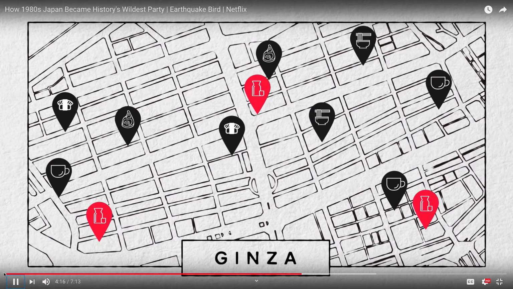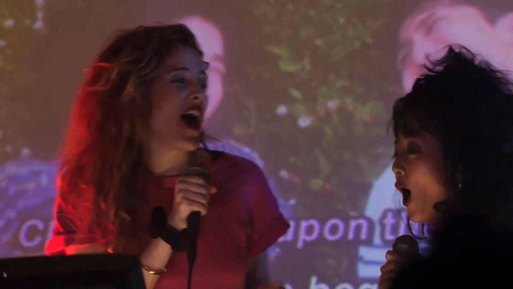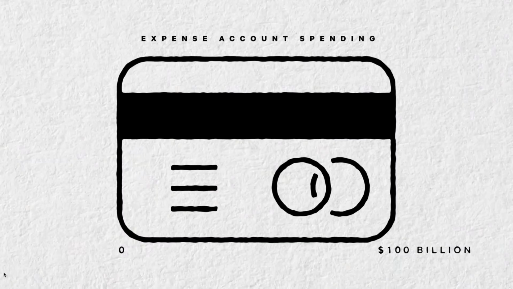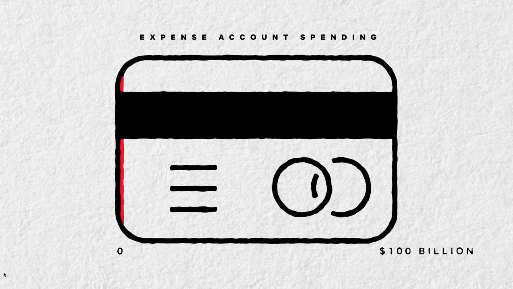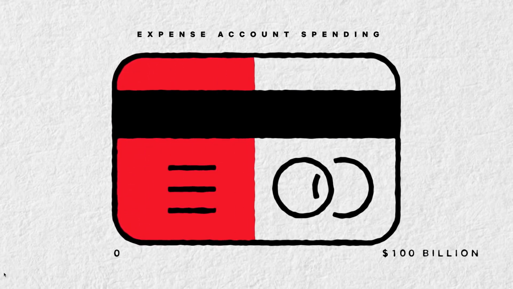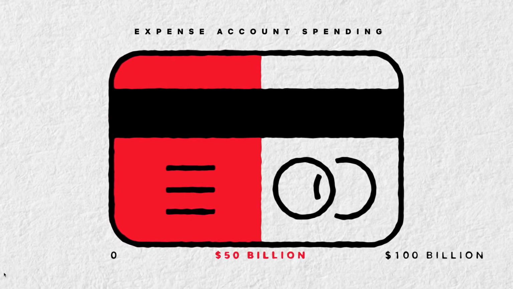And drinking happened everywhere. Bars, hostess clubs where the girls sometimes got $14,000 tips, and of course the ever-popular karaoke lounge, at the site of a scene or two in Earthquake Bird. To give you some idea of how much people were going out, in just one of those bubble years, Japanese businessmen charged $50 billion in food and drink to their company's expense accounts.